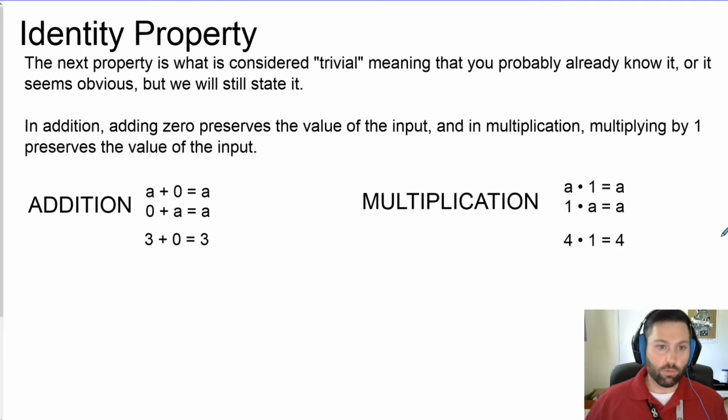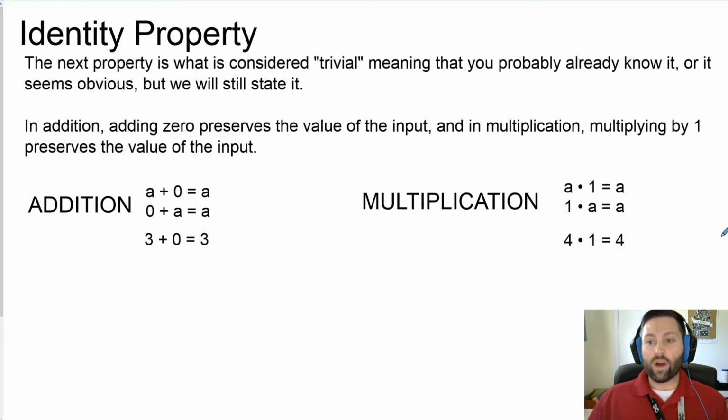We're going to move on to the next one, which is the identity property. This property is considered trivial, meaning that you probably already understand this to be true. It seems obvious, but we're still going to state it because it is important to remember. In addition, adding 0 preserves the value of the input, and in multiplication, multiplying by 1 preserves the value of the input. So what that fancy phrase means, preserves the value of the input, is that if I add 0 to a value that I already have, I did not change the value.